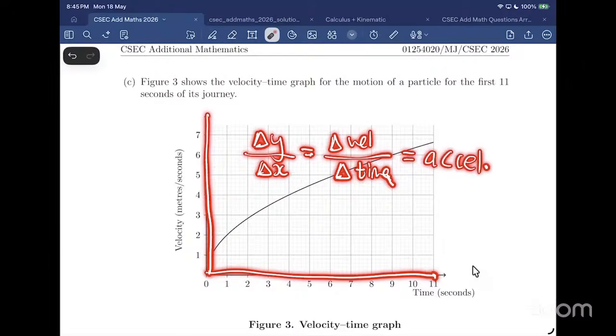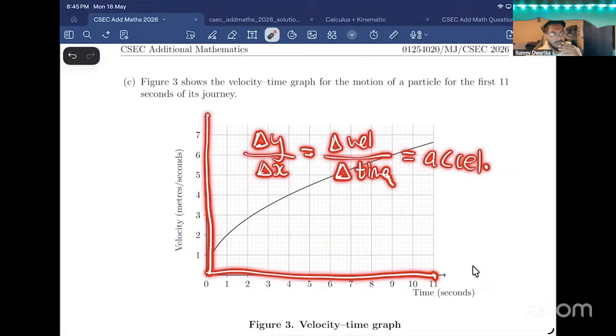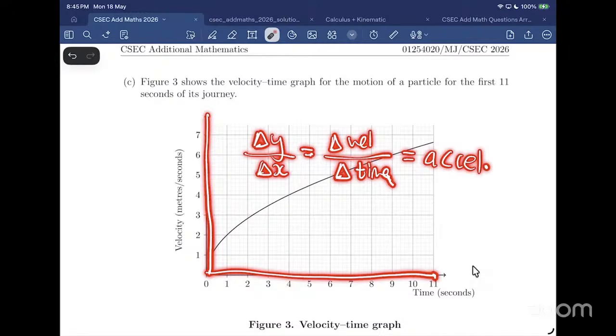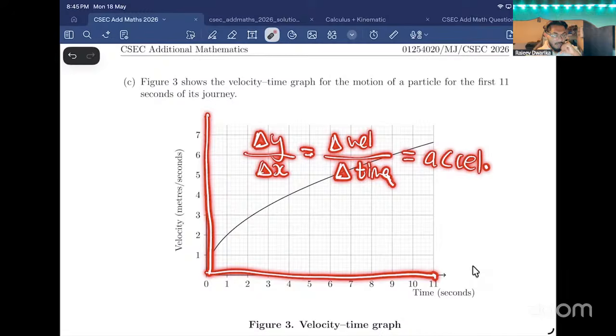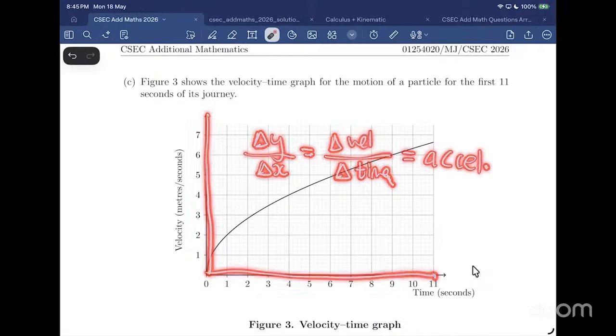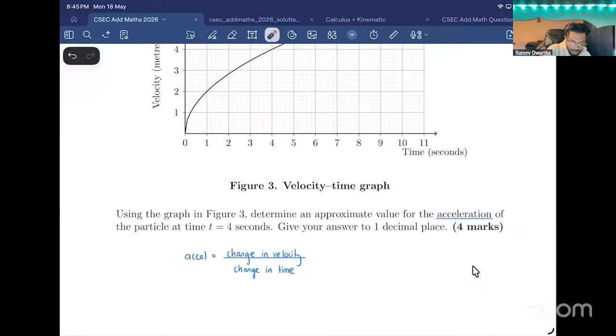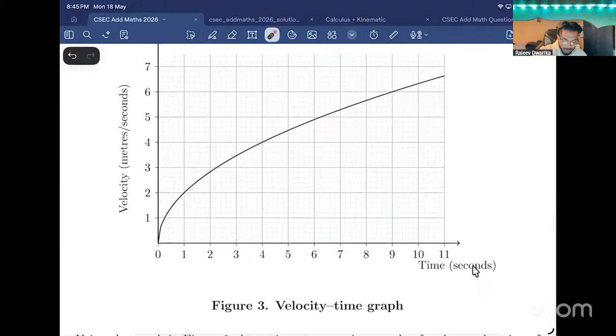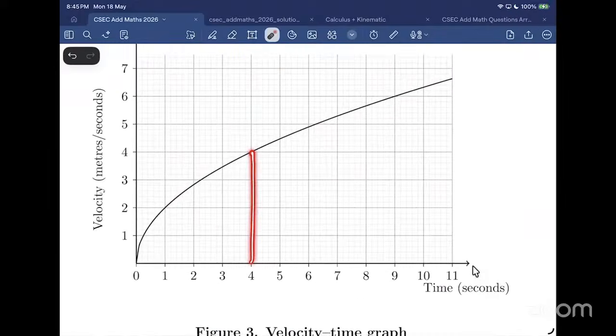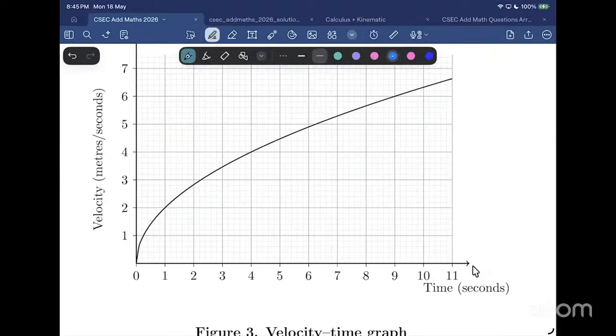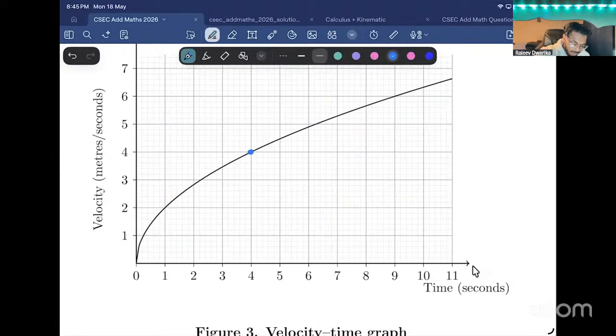So if we want to answer this question, we need to find the acceleration, by finding the gradient. They want us to find the acceleration at a time of 4 seconds. 4 seconds will be over here. Now, since they never gave me the function, I have to estimate the gradient. So let me show you how we're going to do that.